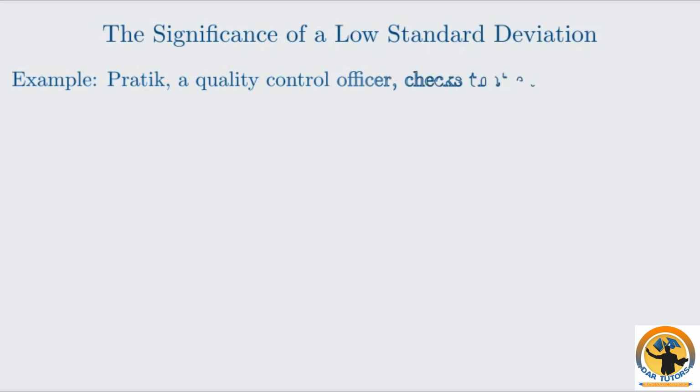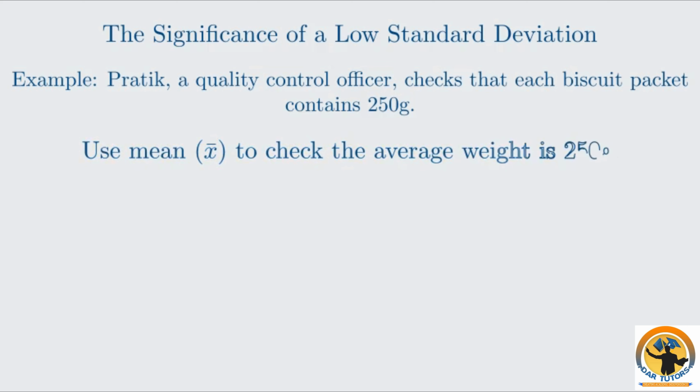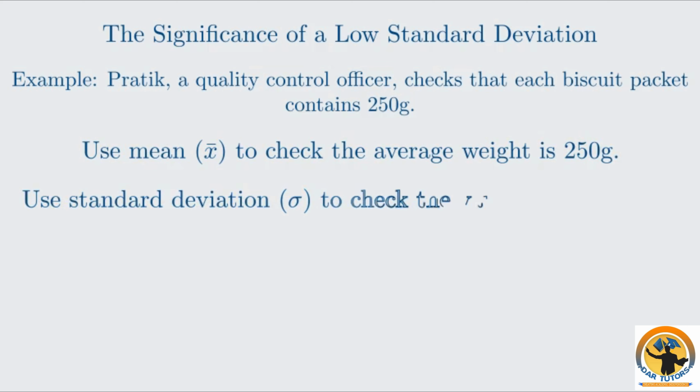He needs to check that each packet of biscuits contains 250 grams. He knows that due to the manufacturing process, the exact weight will vary slightly from packet to packet. Pratik could measure the mean weight of a sample of packets to see if, on average, they are close to 250 grams. This ensures he is meeting the target weight. But this isn't enough. He also needs to check the variability of the weight between packets. For this, he would calculate the standard deviation.